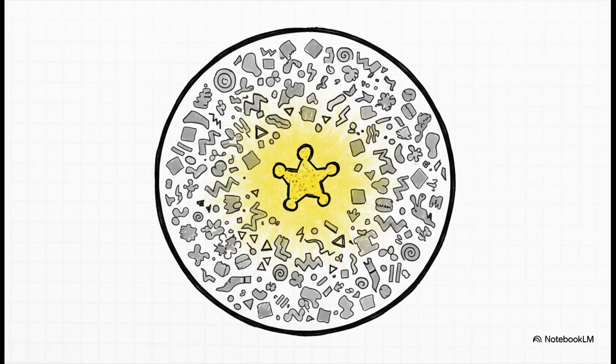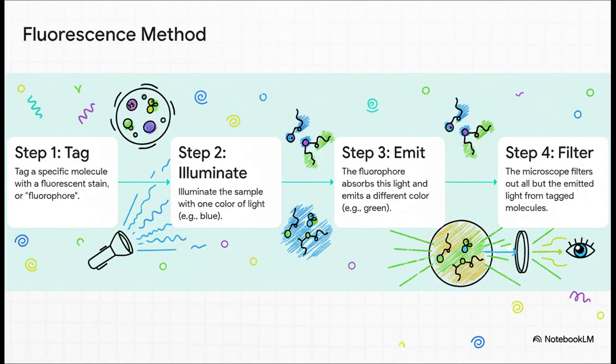The solution is, well, it's as elegant as it is powerful. You attach a tiny little molecular light bulb to it. This technique is called fluorescence microscopy, and here's how it works. First, you tag the molecule you care about, say a specific protein, with a special fluorescent stain called a fluorophore. Then you blast the entire sample with one color of light, let's say blue.